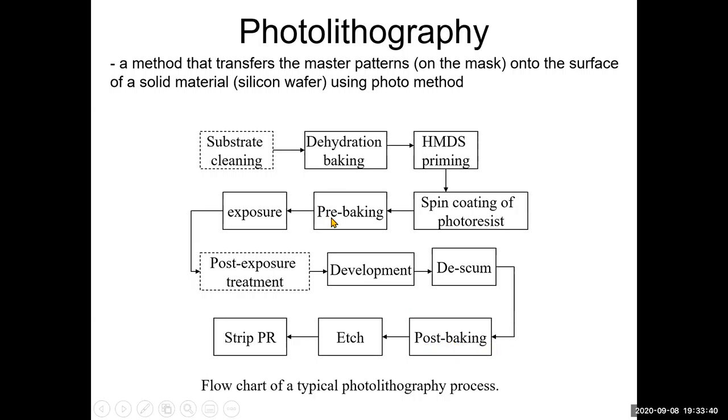We know that the pre-baking is before exposure, so we call this pre-baking. But this post-baking is after exposure, so we call it post-baking. Then etch, and finally strip PR. PR is an acronym for photoresist. We remove the photoresist that was spin coated previously. So that's a flow chart of a typical photolithography process.